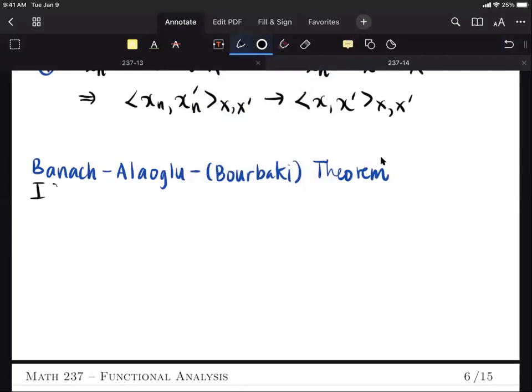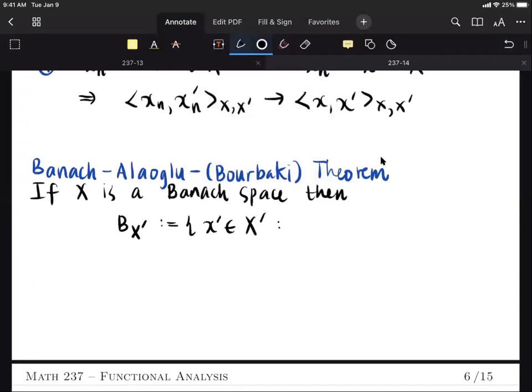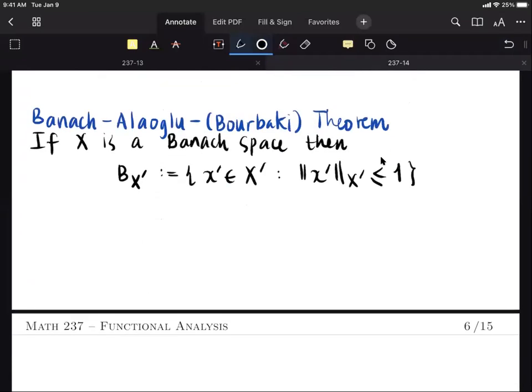If X is a Banach space, then the unit ball in the dual space, so again this is the space of all elements in the dual space having dual norm less than or equal to 1, okay? Then the unit ball in X prime is compact with respect to the weak star topology. In other words, we say that it is weakly star compact.